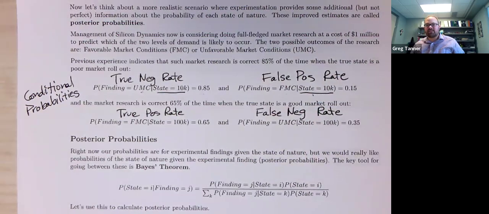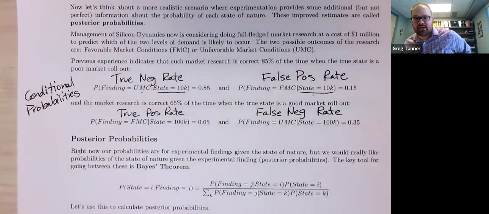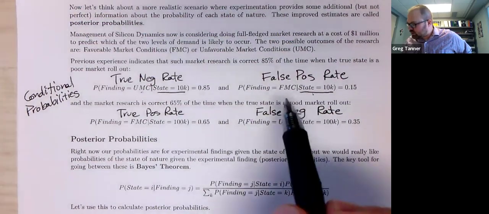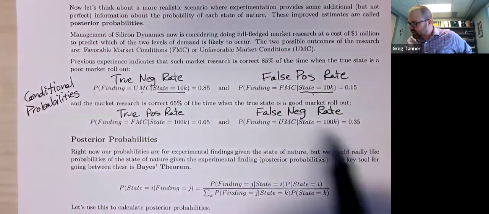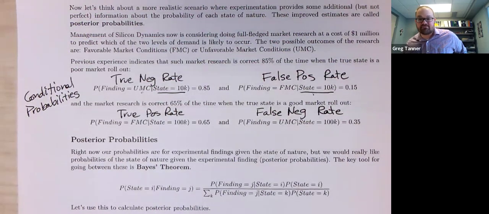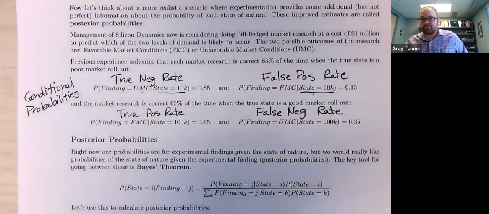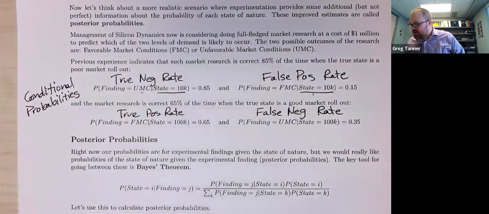Okay, and so we can think of these as our accuracies. It's not always true that the accuracies for the actual negative class are equal to the accuracies in the actual positive class. Sometimes they are, sometimes they're not. Okay. So those are the conditional probabilities.